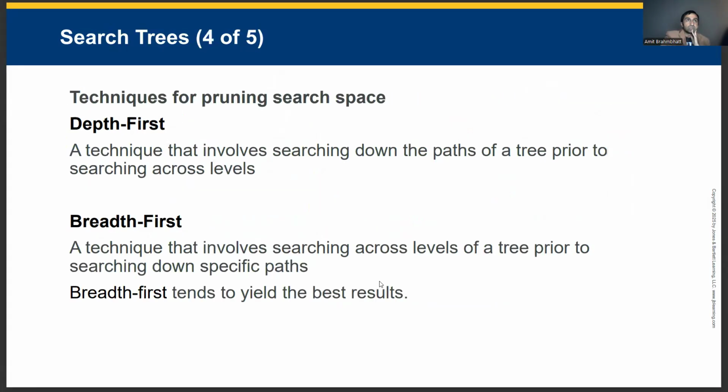Slide 20, Search Trees, 4 of 5. This slide introduces depth-first and breadth-first search. Depth-first explores one path fully before backing up. Breadth-first explores all nodes at one level before moving deeper. Breadth-first generally finds optimal strategies more efficiently in game analysis because it explores many alternatives early. These techniques help prune large search spaces.